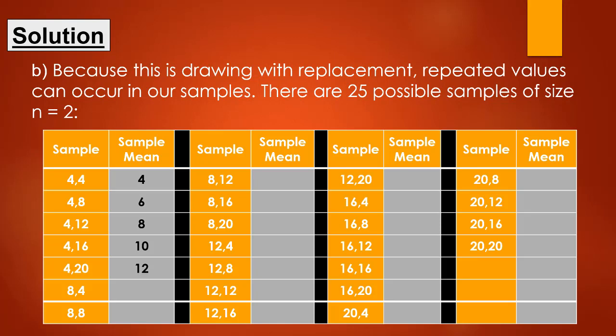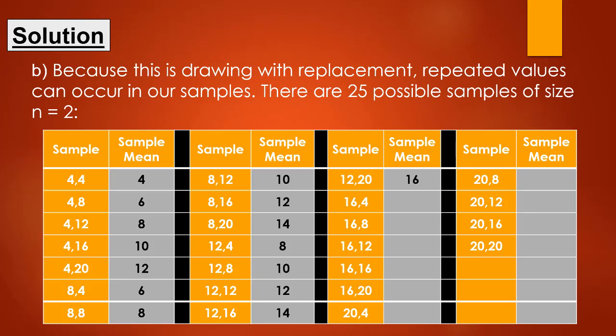Then with the 8s, 8 plus 4 is 12. Divided by 2 is 6. 8 and 8 is 16. Divided by 2 is 8. 8 and 12 is 20. That gives us 10. 24 gives us 12. 28 gives us 14. Then 16 gives us an average of 8. 20 gives us an average of 10. Then an average of 12, 14, and 16.